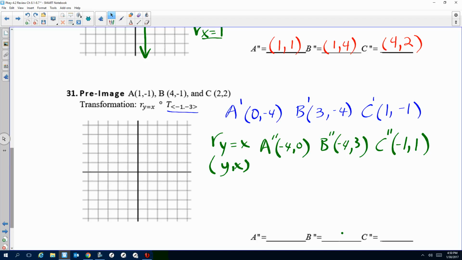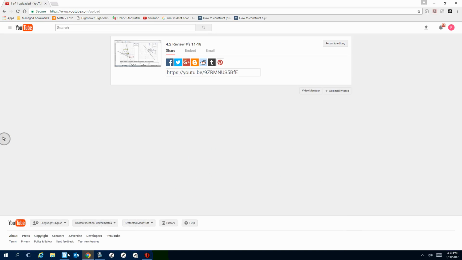Take care of that. Let me pause this real quick. I'm going to show you, and I'll probably do this twice, how to get to some flashcards or some interactive practice. So just hold on just a second.